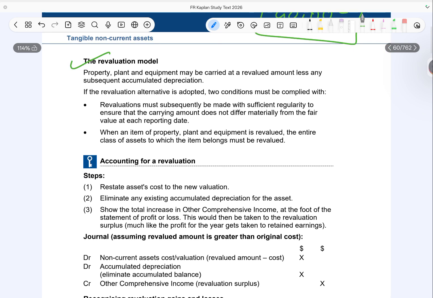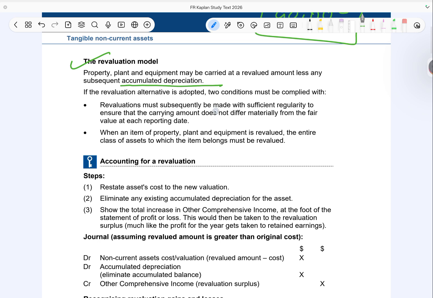The revaluation model, personally I find it quite tricky still. So I'll suggest you pay proper attention to this segment of the video. Okay, so the revaluation model. The property, plant and equipment may be carried at a revalued amount less any subsequent accumulated depreciation. If the revaluation alternative is adopted, two conditions must be complied with.